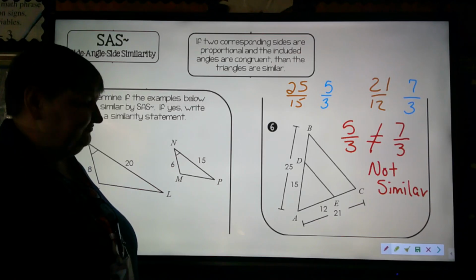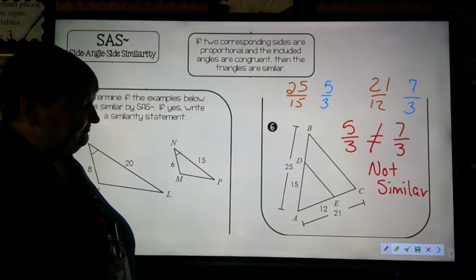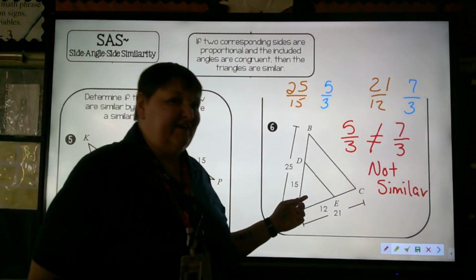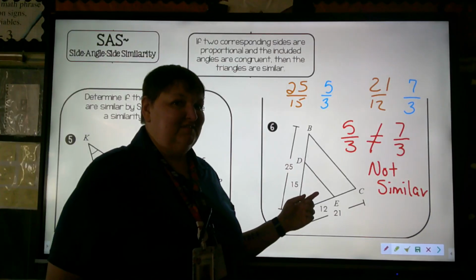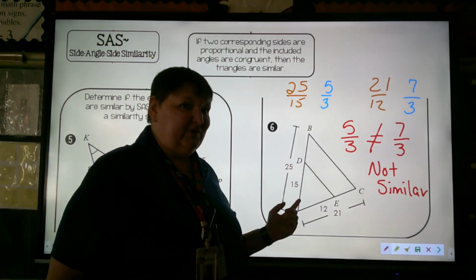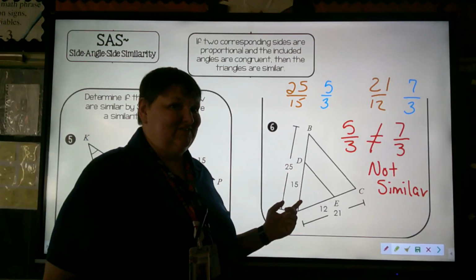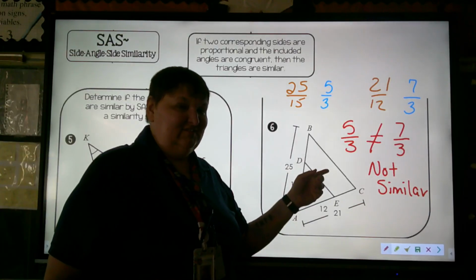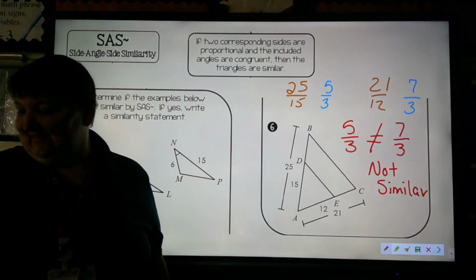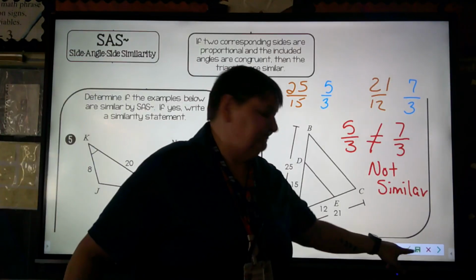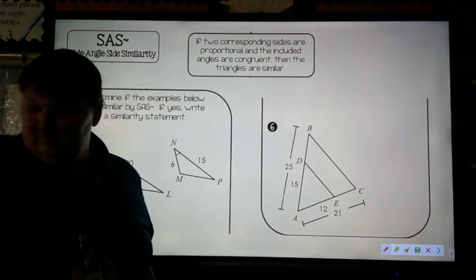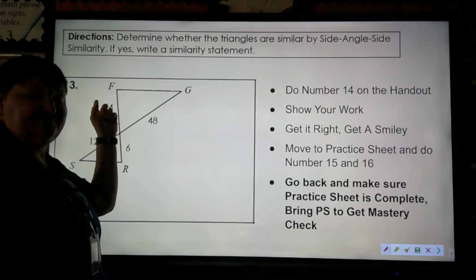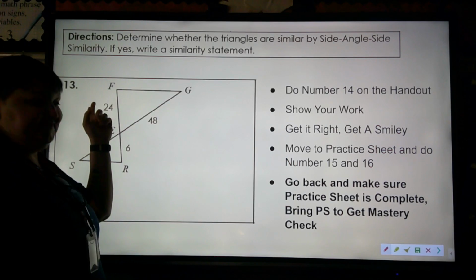Interesting. You would think they are because they're stacked. But if you were to figure out the actual angles of the triangles, they would be different. But you have to be able to prove it. Right? So, pause it, come back, and ask for number 13. Ask for number 13.